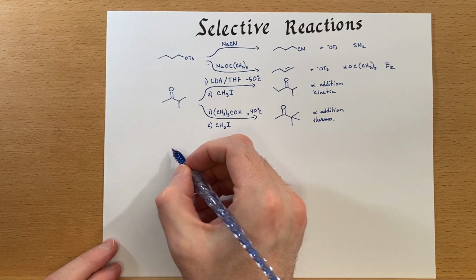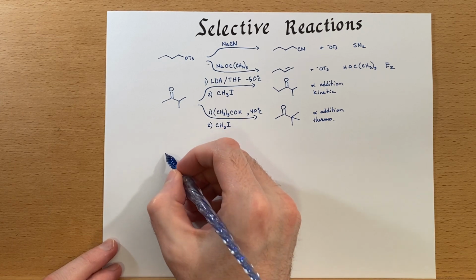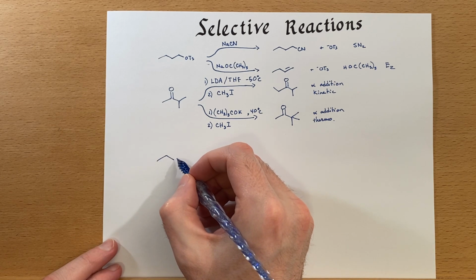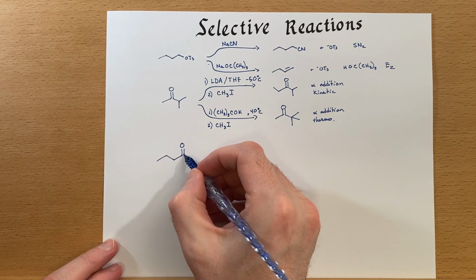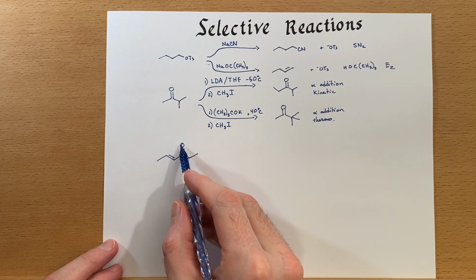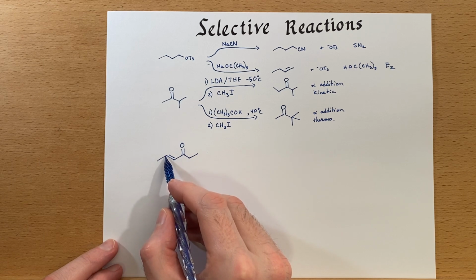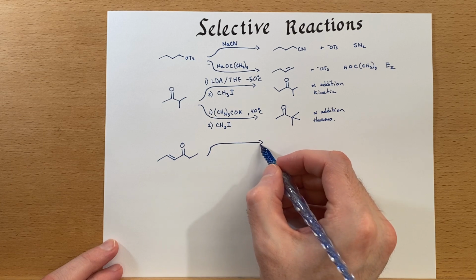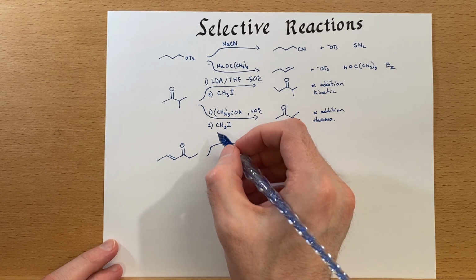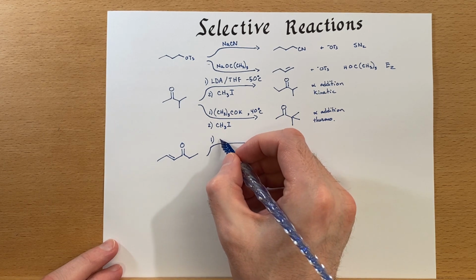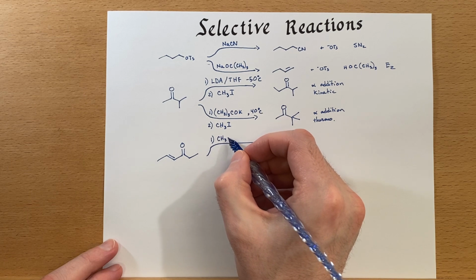Now let's look at direct versus conjugate addition as another example of a selective reaction that we've looked at. So this could undergo either direct addition or conjugate addition, depending on the conditions that we choose. So if we employ either a Grignard or the organolithium reagent, then we'll do direct addition selectively.